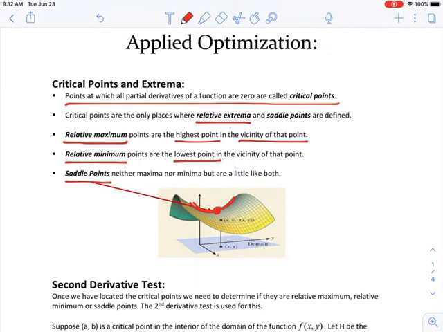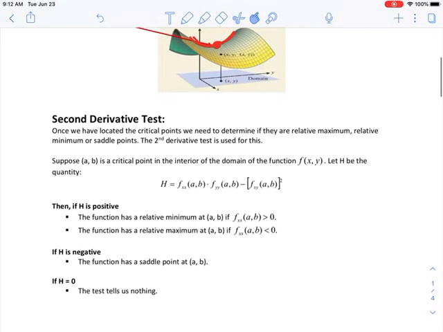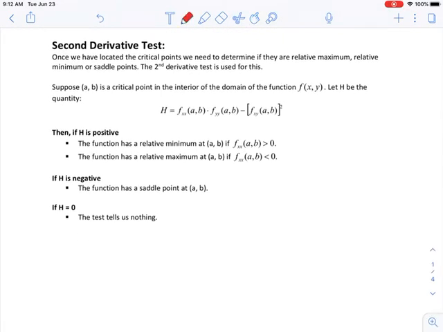So once we have our critical points, the next thing that we need to do is to determine whether those critical points are relative maximums, relative minimums, or saddle points. And to do that, we use the second derivative test. Just like in calculus, when you found your critical points, you could use the second derivative test to determine if your critical points were maximums or minimums. So our second derivative test, which we call the Hessian, will help us determine if we have a relative maximum, relative minimum, or a saddle point, or neither. So here's the rule.